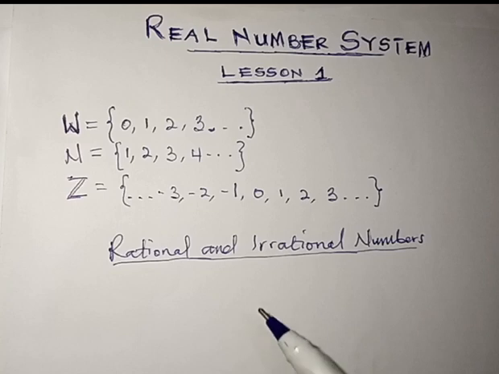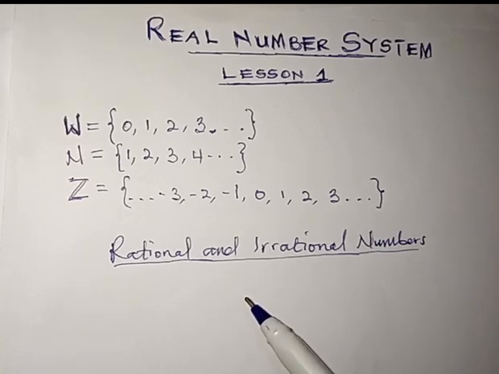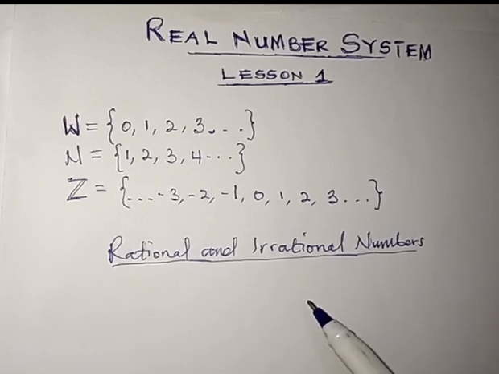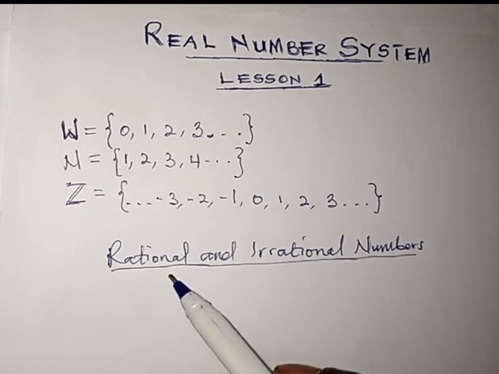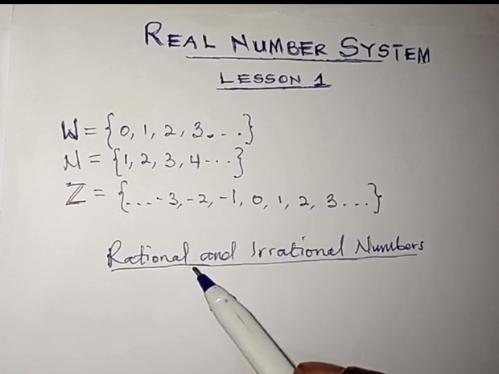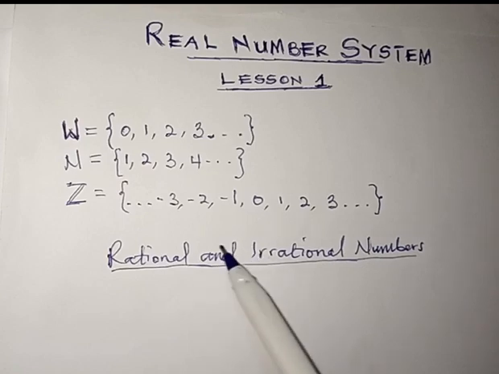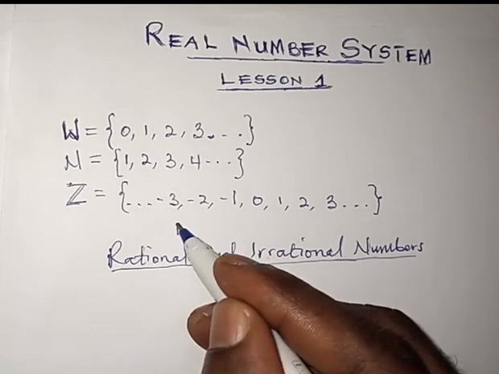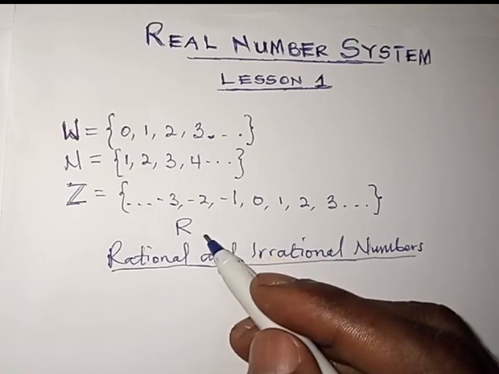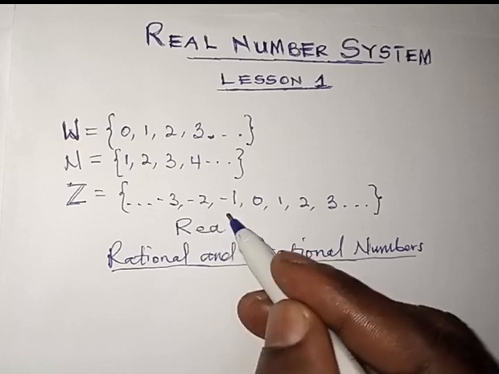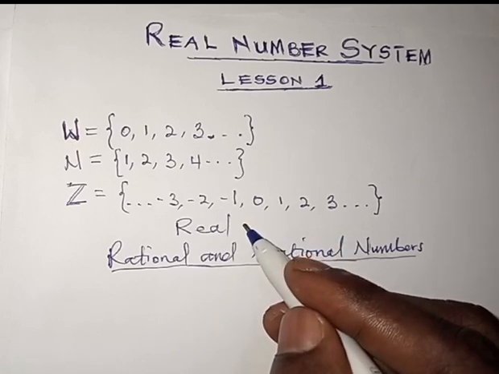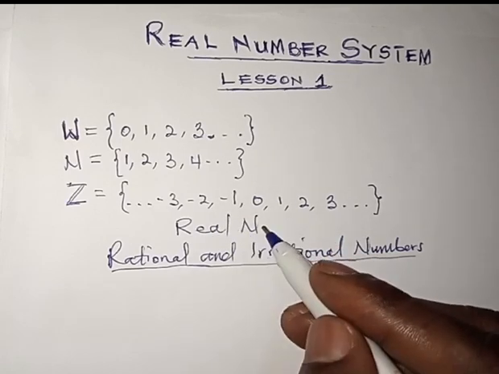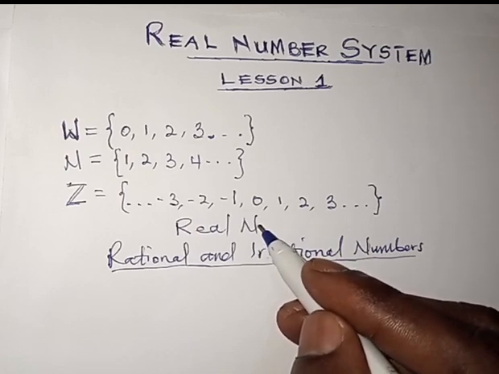Good. Now, initially I told you that we are going to look at real numbers. So when we talk of real numbers, they constitute both rational numbers and irrational numbers. So these two sets of numbers are what? Real numbers. So we can say that all the rational and irrational numbers are also what? Real numbers.